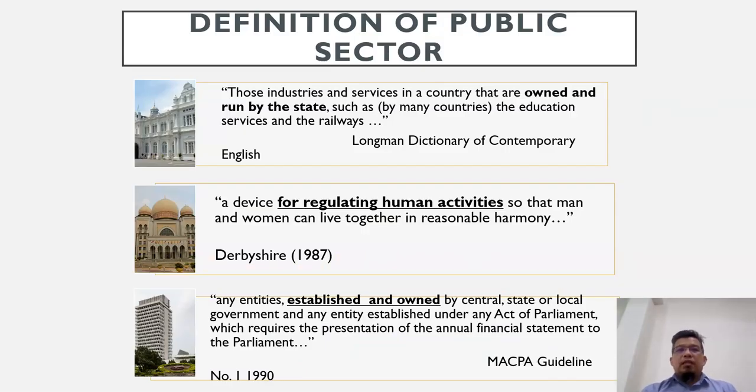What is the public sector? Several definitions are provided. The first: those industries and services in a country that are owned and run by the state, such as education services and the railway in many countries. Of course, the railway in certain countries, like the UK and India, and in other parts of the world, including the US and Europe, is very important.